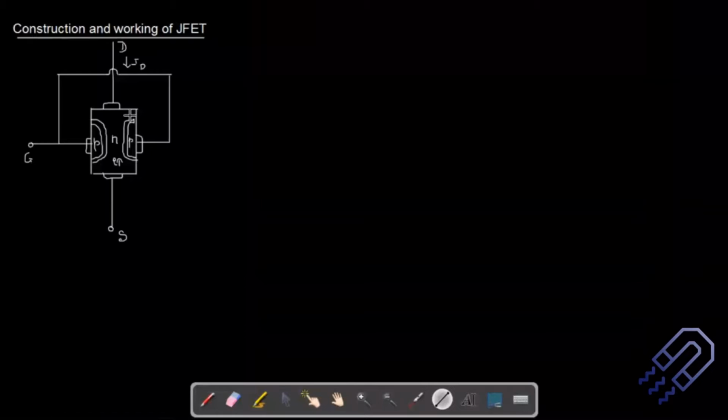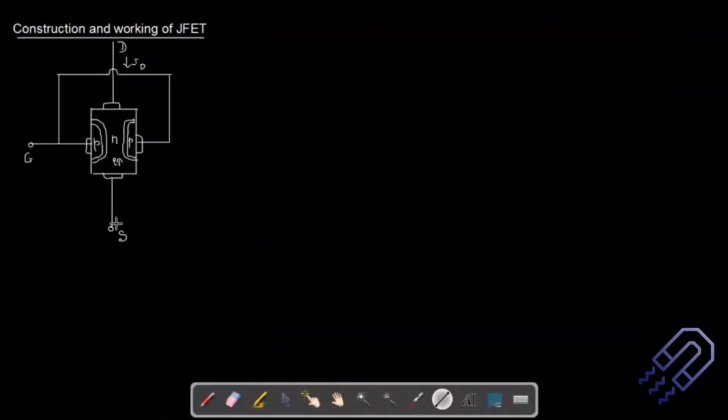What happens usually is we have an NPN structure here, but this is a channel that we have. This is the N channel, and these two are called the P channel. So this is a PN junction and this is a PN junction. We have got two PN junctions here. On this side we have got a gate, on this end we have a drain, and this end we have a source, right?